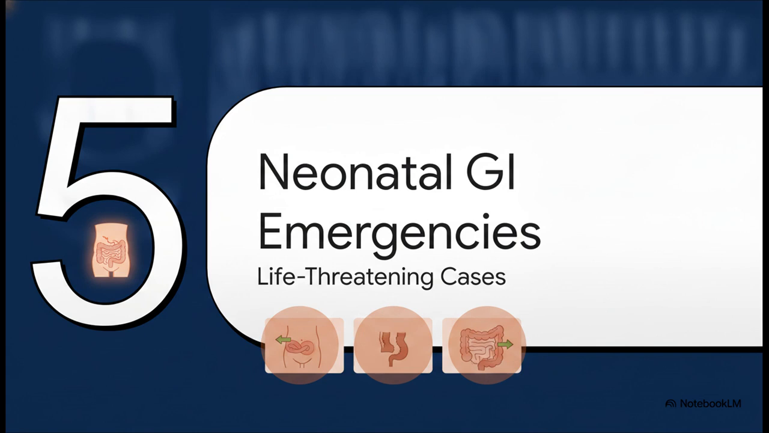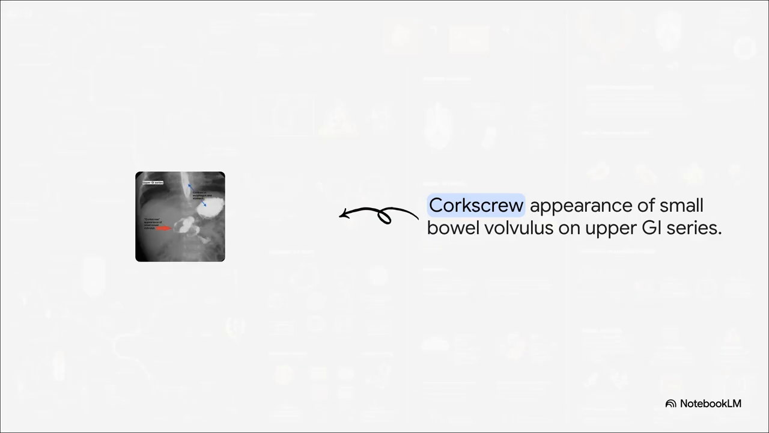Section 5. Neonatal GI Emergencies. Okay, picture a neonate, typically under 1 month old, presenting with acute bilious emesis and a distended abdomen. If they're hemodynamically stable, your preferred diagnostic test is an upper GI series.